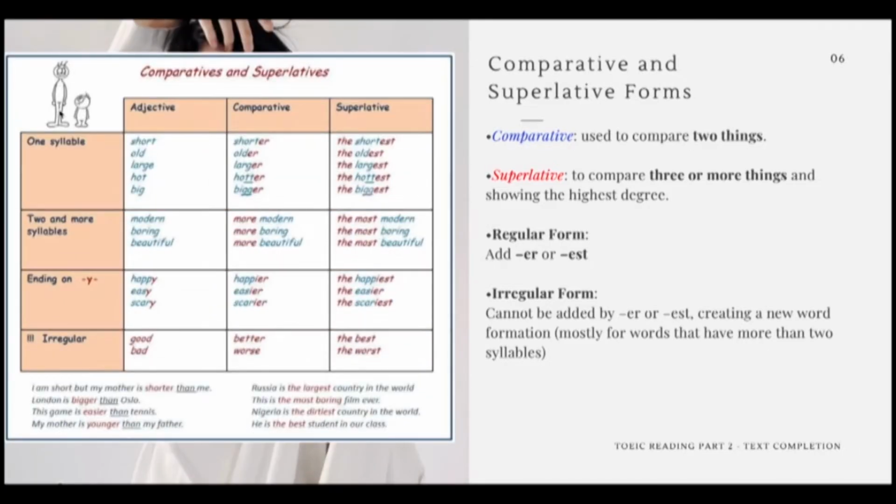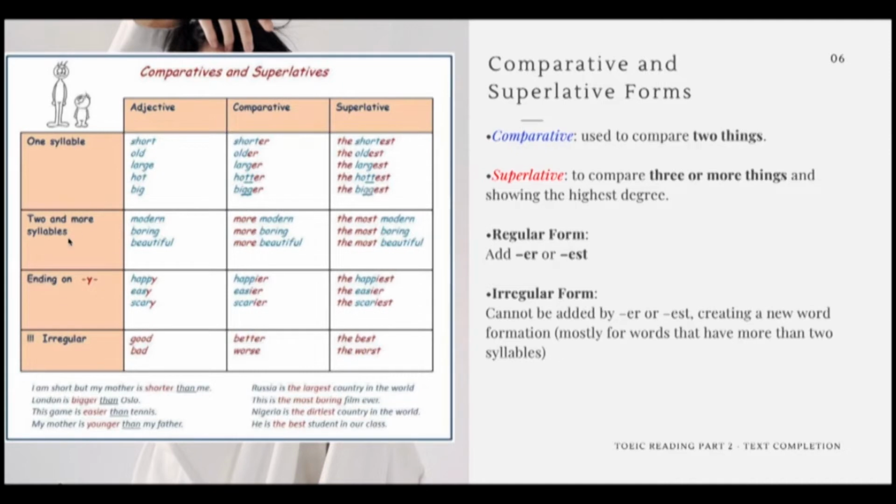Now, take a look at this kind of picture. The first one is shorter than, for instance, this is A and this is B. B is shorter than A. Or you can also say B is the shortest since it shows the highest degree. Now, if it is one syllable, we can just add ER or EST just like this one.